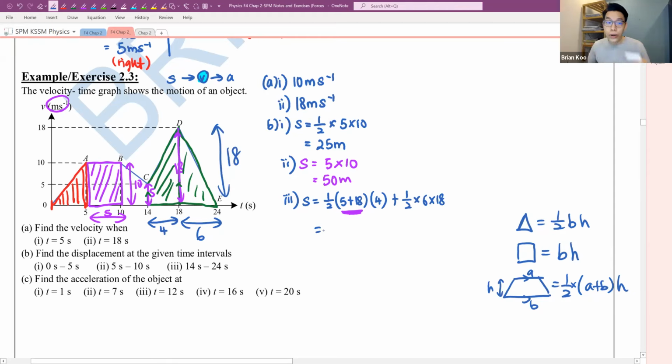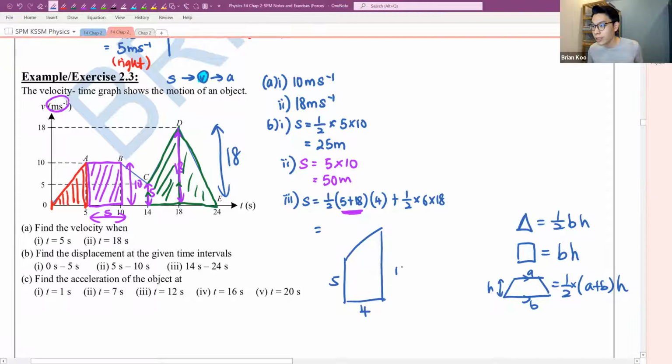Where do I get 4? Courtney asked me where I get 4. Do you see from 14 to 18, this height here? 18 minus 14 is 4. Maybe I show you guys. So what I did was, here is 4, here is 5, here is 18. That's how I got this. Then this one, here is 6, here is 18.